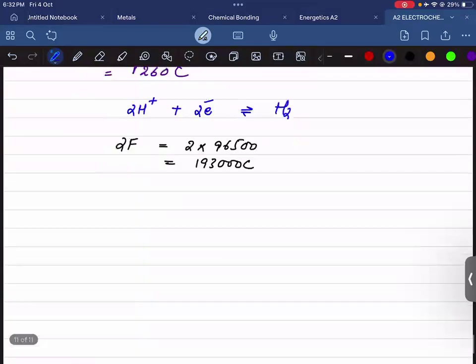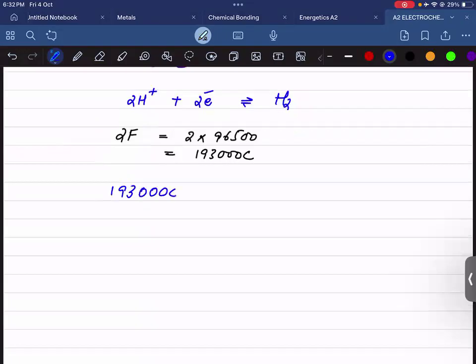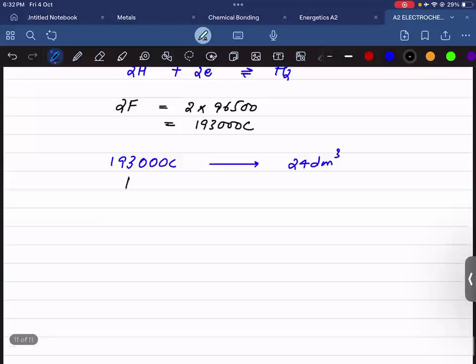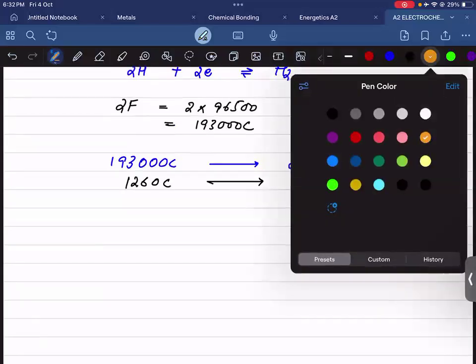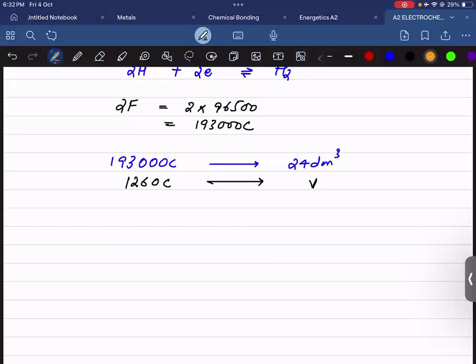So this much charge is needed to deposit 1 mole of hydrogen gas, that is equal to 24 decimeter cube. If I have this much charge, that is 1260 coulombs, what would be the volume? Now you're supposed to cross multiply. It's very simple.